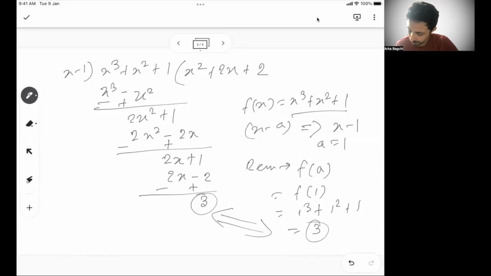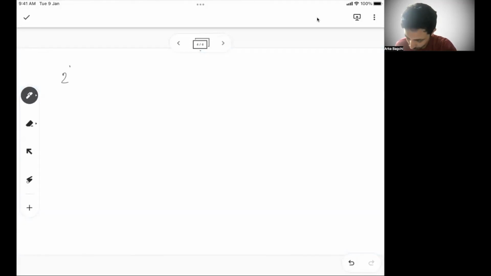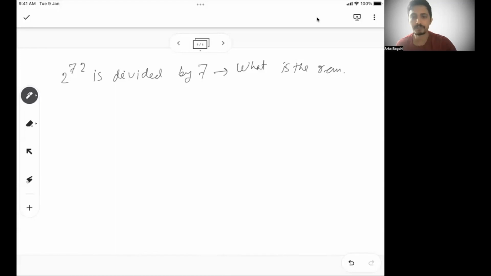Okay. Now let's see some examples of this. Let's say 2 to the power 72 is divided by 7. What is the remainder? On face value, 2 to the power 72 does not look like an f(x) kind of scenario. You cannot apply the f(x) formula here, it looks like, but let's see if we can convert this.